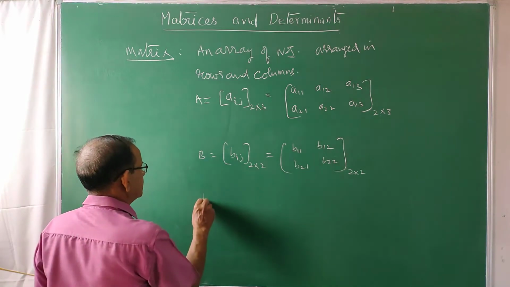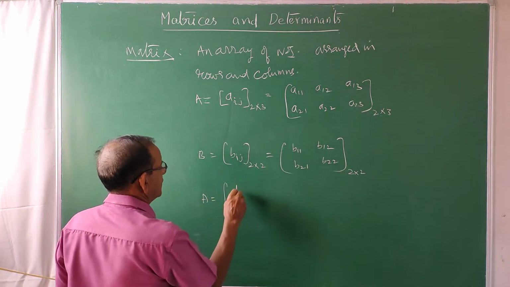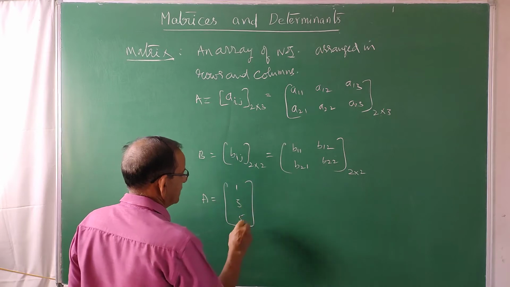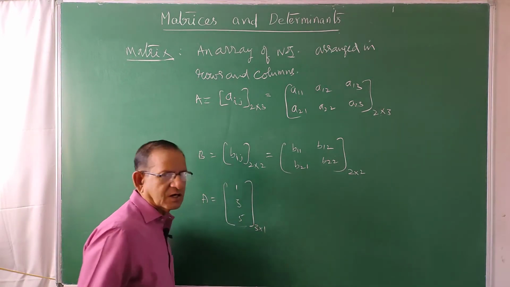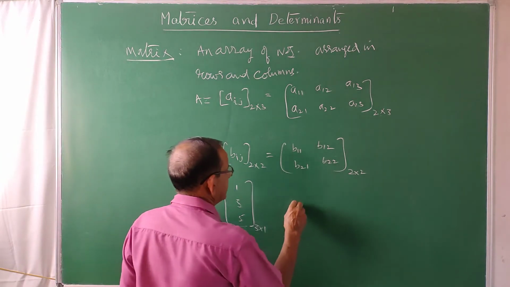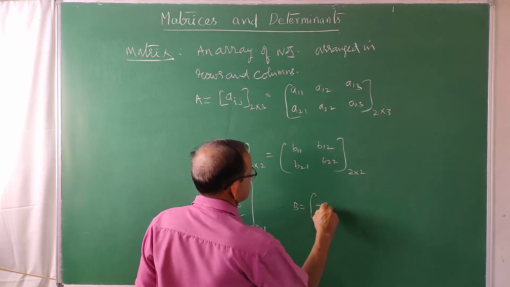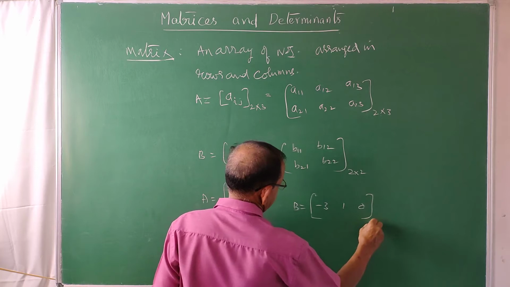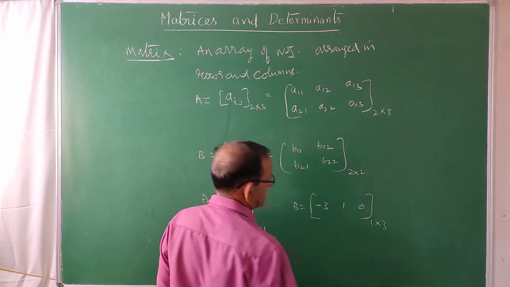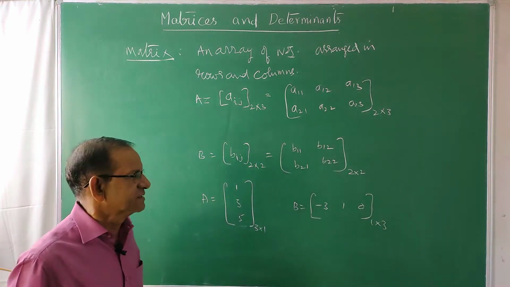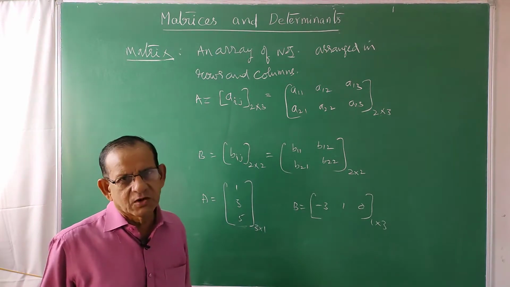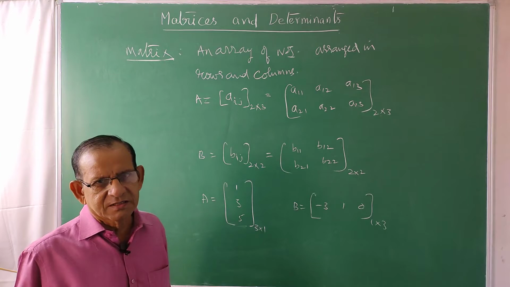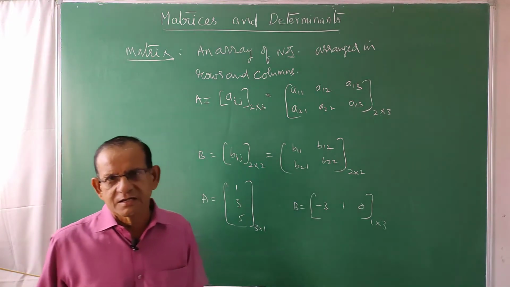And suppose a matrix is like this: 1, 3, 5. This is 3 rows and 1 column. It is called a column matrix. And B is like this: -3, 1, 0. It is 1 row, 3 columns, a 1 by 3 matrix. It is called a row matrix. Now if the number of rows and columns are equal, it is a square matrix, otherwise it is called a rectangular matrix.